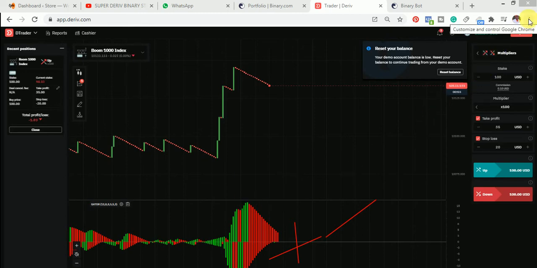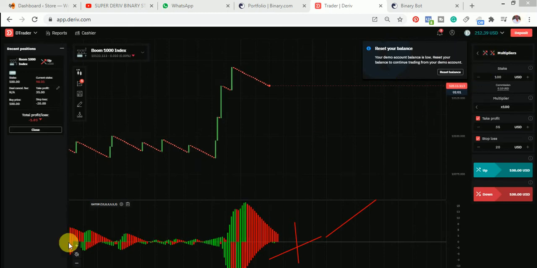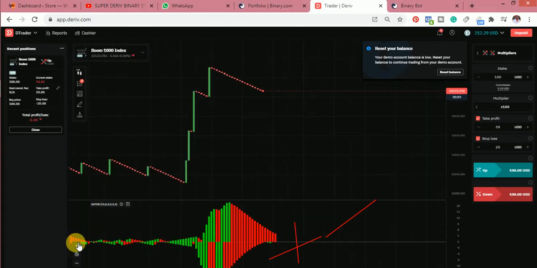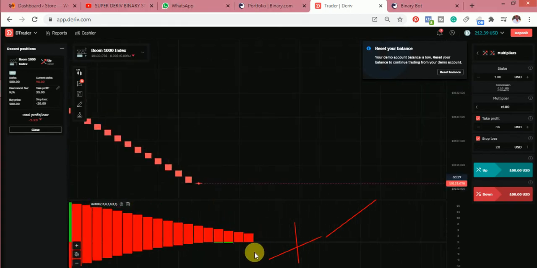So let me zoom this so that you can see this. Which one am I zooming? Can you see it for me here? Alright, this is what I'm talking about.